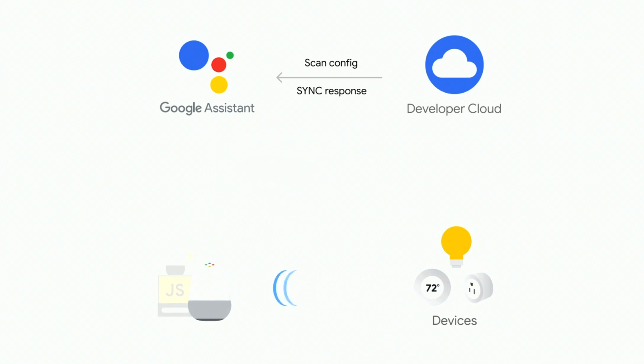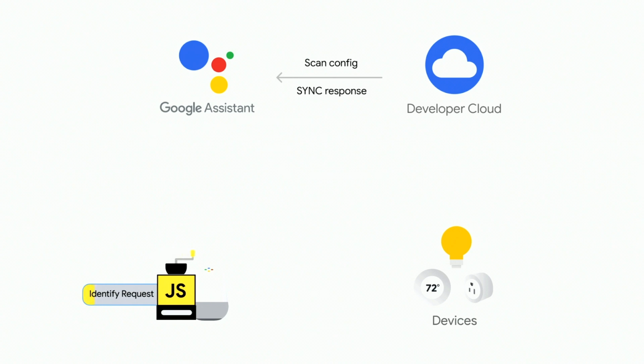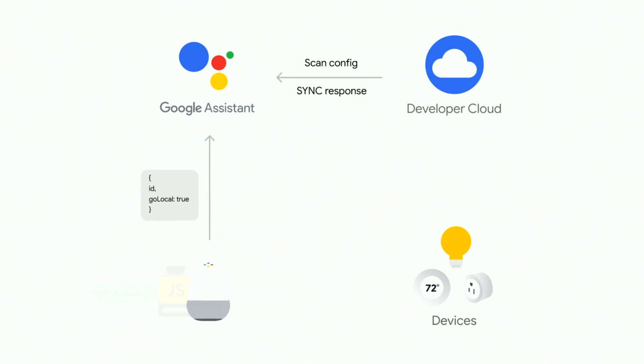When a smart device responds, the Google Home generates an identify intent to the appropriate JavaScript. The JavaScript responds with a verification ID, and the local home platform does some magic to determine if there's a local path. If there is, Google Home will update the Google Assistant with this optimized route.